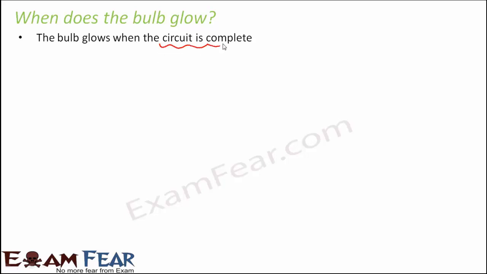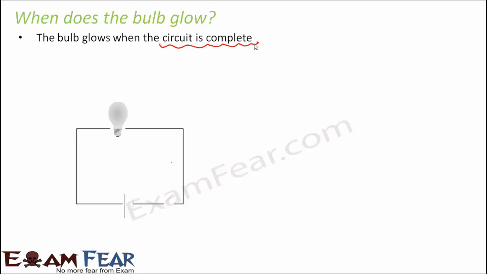Now yet another mystery. What do I mean by circuit is complete? So let us have a look at the circuit. This is how the circuit looks when the switch is off. So this is the switch. Right now the bulb is not glowing and the switch is off. What happens? As soon as we switch it on, the bulb glows. Now, do you understand something? What happens when we switched it on?